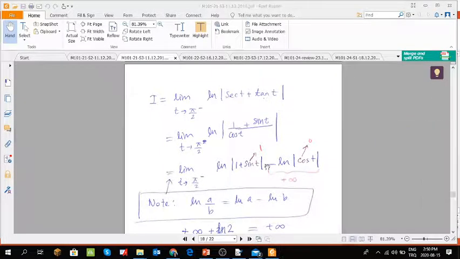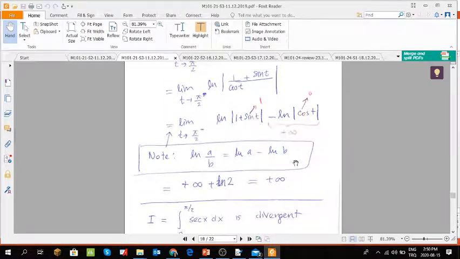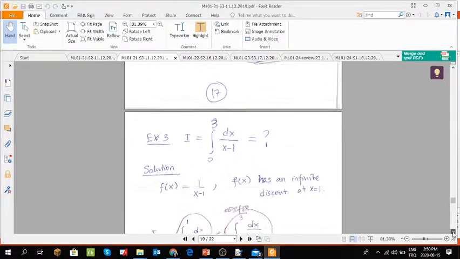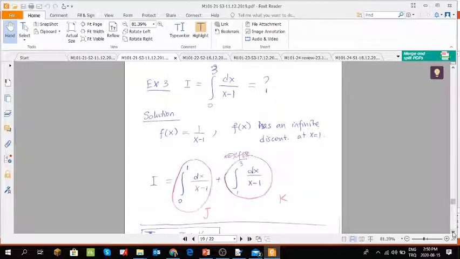Okay. And as t approaches pi over 2, this is 1. This is natural log of 2. Yeah, we use that. And plus infinity plus natural log of 2, it's infinite, so this is a divergent integral. So the area underneath is a lot, it's very big.